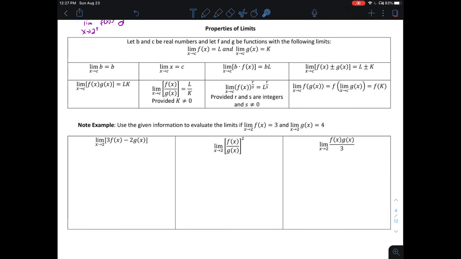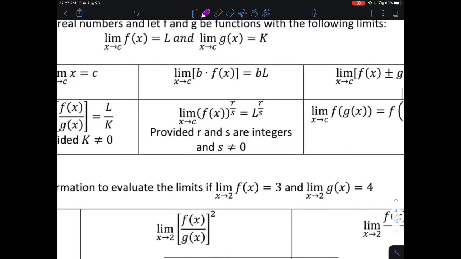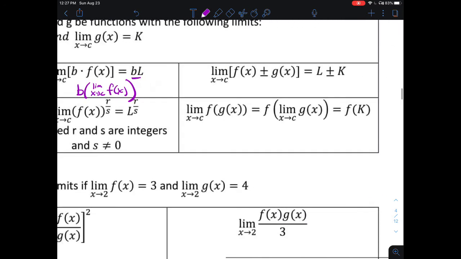Now, we start adding some other properties in. If I have multiplication by a constant of a function, so b times f of x, I could actually rewrite that limit. Let me zoom in. I could rewrite that limit as b times the limit as x approaches c of f of x. So I could pull the constant outside of the limit and just multiply it to whatever the limit of that particular function is, and that's what b times L is representing.